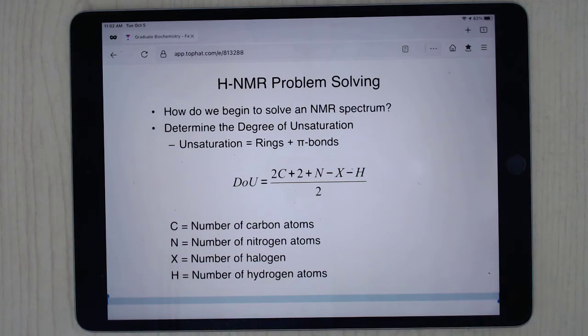Okay, so how do we solve a hydrogen NMR? I'm going to walk through some steps. This is one of the first, before you even really dive into it. It's things that you'll want to take a look at.